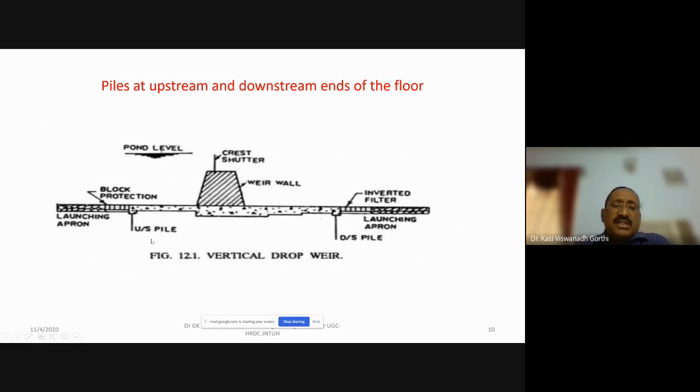Another solution for this would be to provide a pile like this. This is called the sheet pile, an upstream cutoff or sheet pile. Similarly, on the downstream side also a cutoff or a sheet pile may be provided.